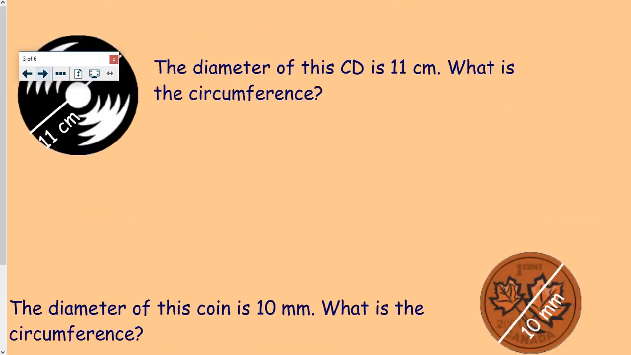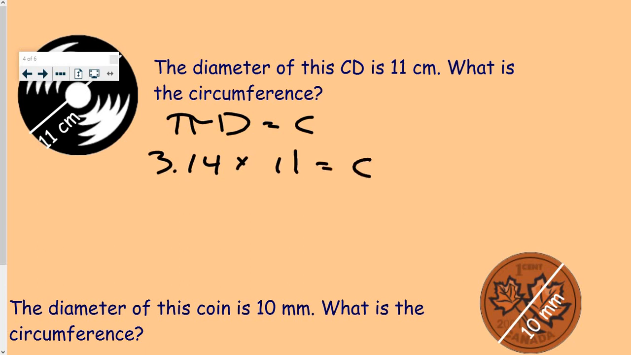So those three, let's give you a couple more examples. Again, stop this and do this at home. If the diameter of the CD is 11 centimeters, what's the circumference? It's pi d, 3.14 times 11 equals c, 34.54 centimeters equals c.